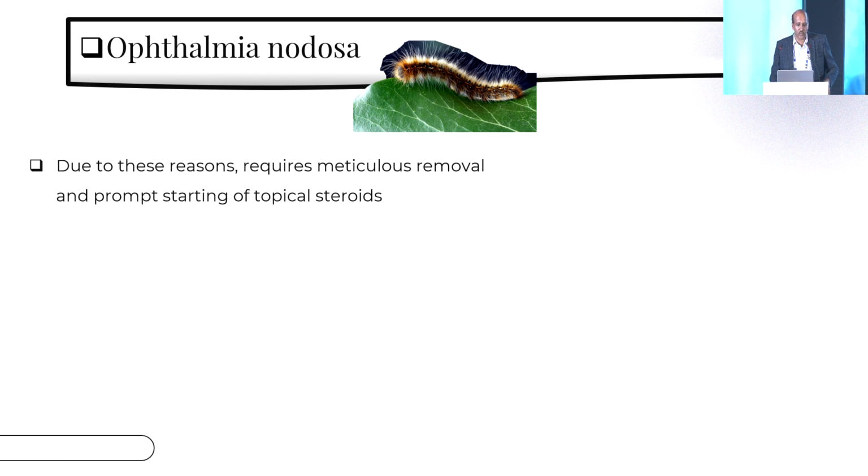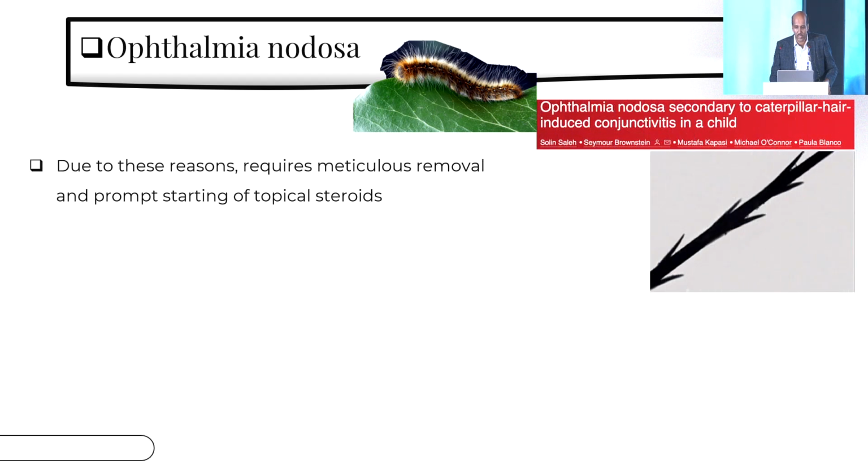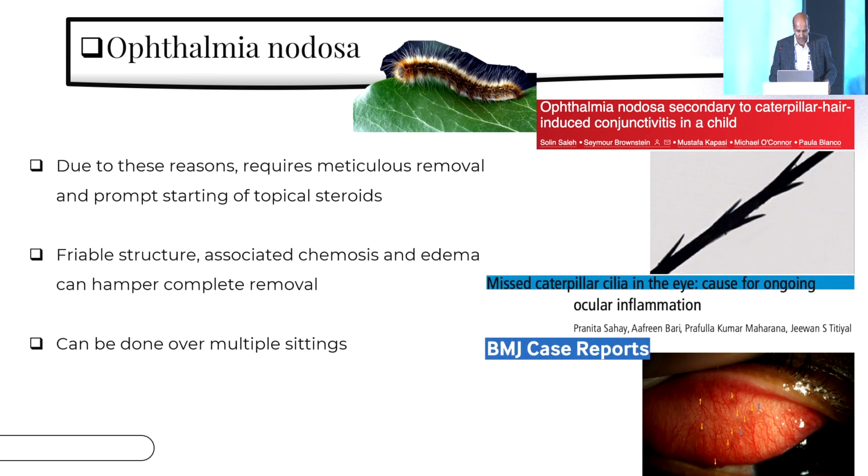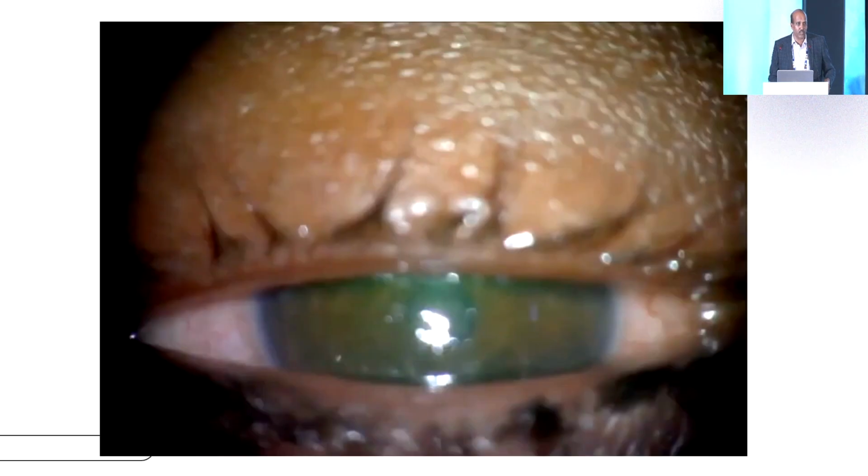So this has to be meticulously removed first and foremost, because it causes severe reaction. Many times you may not be able to appreciate the foreign body, so you have to give a course of topical steroids and oral anti-inflammatory to reduce the chemosis and the edema, and then these friable structures can be removed. It has to be done over multiple settings, ideally with repeated evaluation of the patient at 24 to 48 hours. And it requires quite a long follow-up, at least 1 to 2 months. We have one patient in whom we removed a caterpillar hair 2 months later.